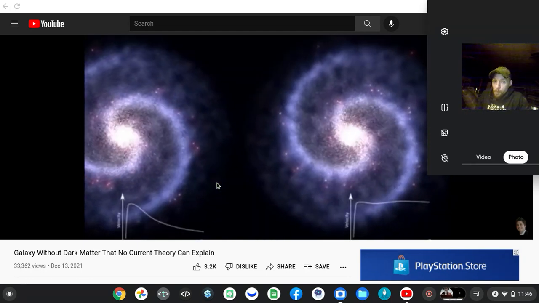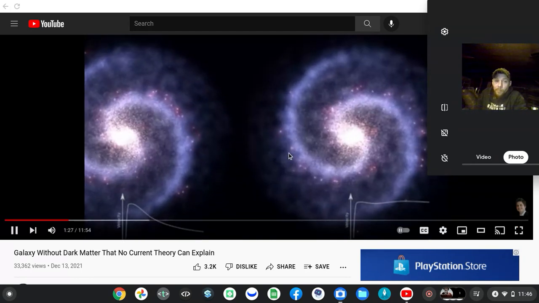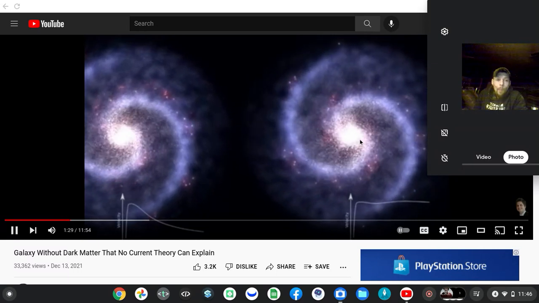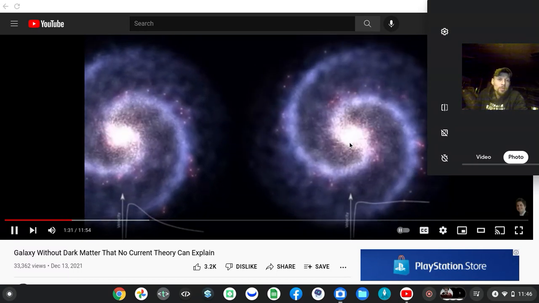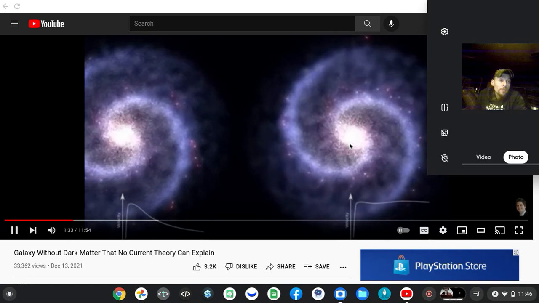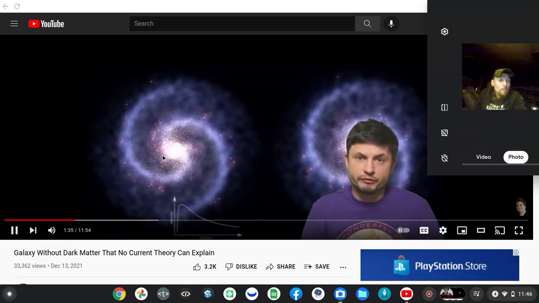But in reality, most of the galaxies we've seen today seem to have a relatively flat rotation curve. In other words, the stars on the outskirts move just as fast as the stars near the center.